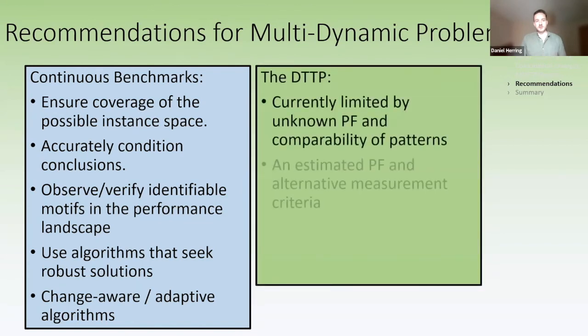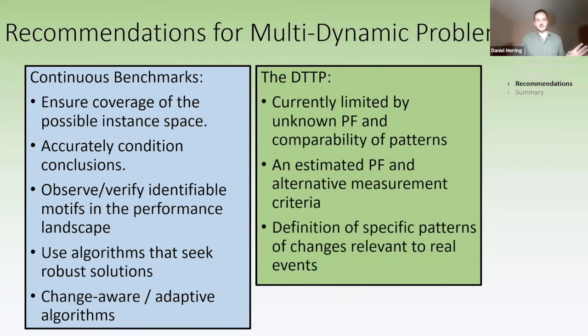For the combinatorial problems, I just explained the limitations, but one of the key things we could do is look for or define an unachievable but estimated Pareto front to allow us an absolute measurement. We should also define specific patterns of changes relevant to real events, perhaps based on real data, to help narrow the possible sequences of changes that we should consider.